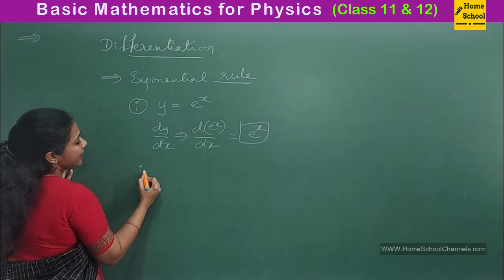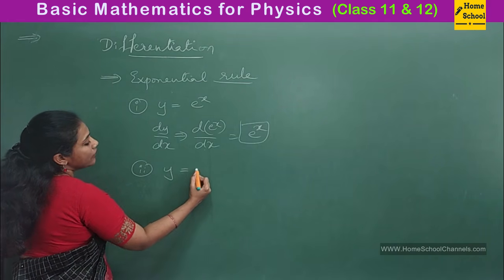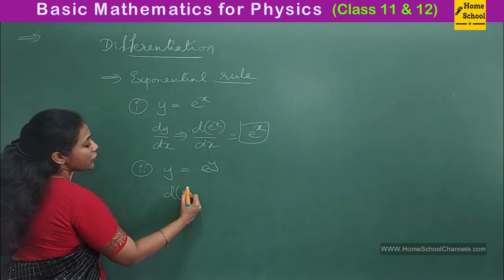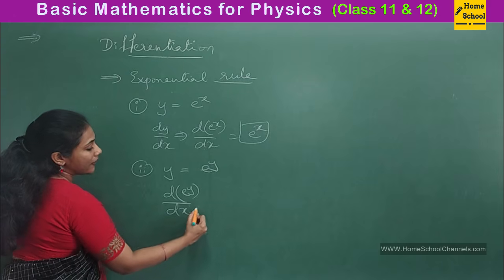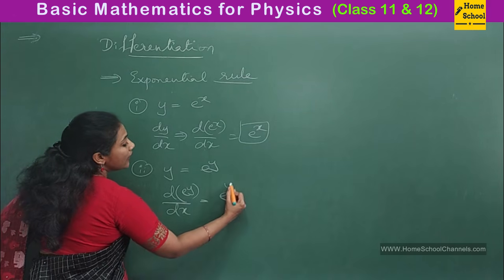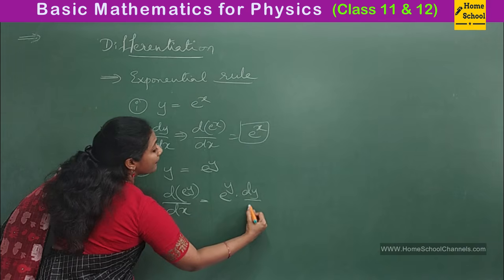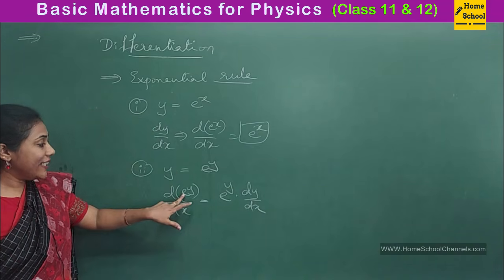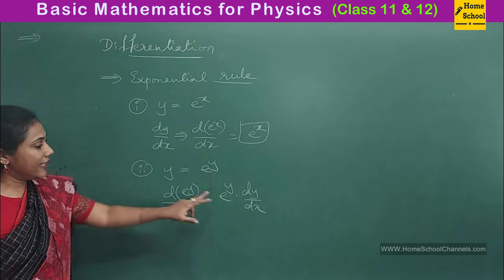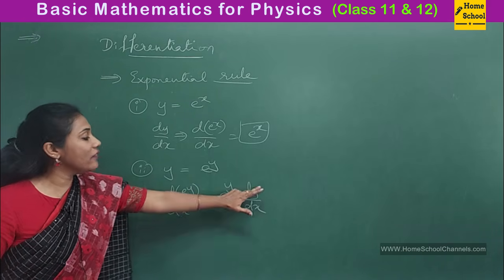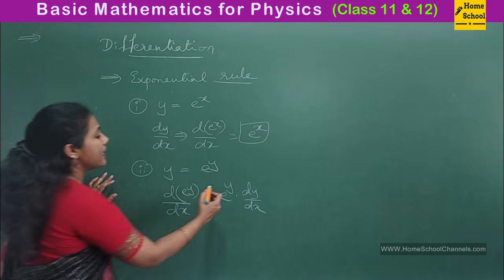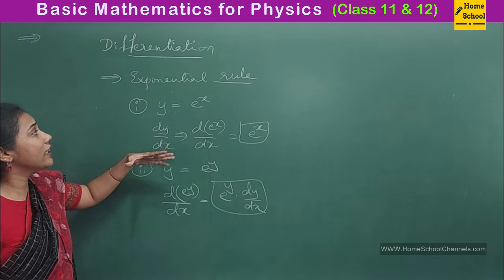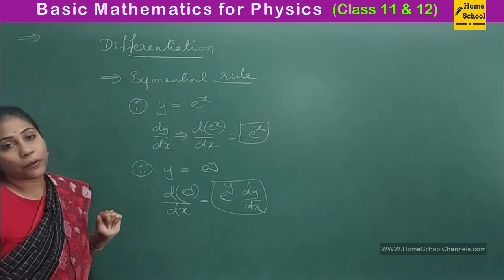And now the second one. If you have e to the power y, then differentiation of e to the power y with respect to x is equal to e to the power y into dy by dx. So when you have to differentiate e to the power y with respect to x, it is e to the power y into dy by dx. These are the two important formulas that you need to remember when you are differentiating exponents.